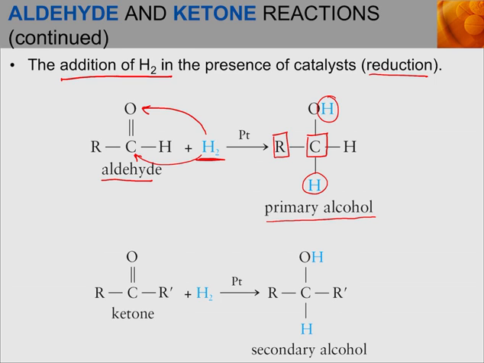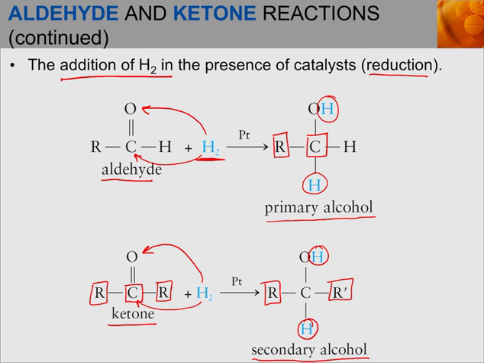Now, if we reduce or add hydrogen to a ketone, on the other hand, one hydrogen will bond to the oxygen, one will bond to the carbon in the carbonyl group. So you can see that in the product. And we're going to end up with a secondary alcohol, because notice that the original ketone has two carbon groups already bonded. So in the product, that means we have a secondary alcohol because our carbon that's bonded to the OH group is bonded to two other carbon groups.